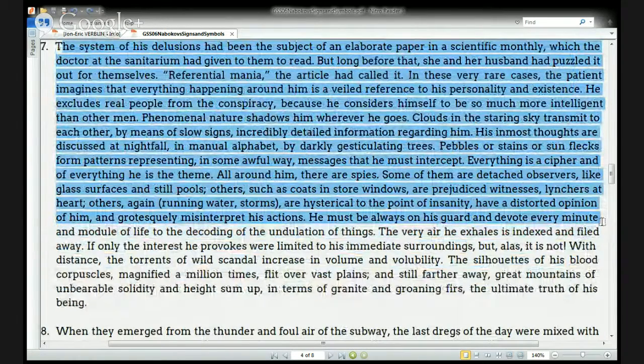So, wait, every moment of his life, he has to devote every moment of his life to the decoding of the undulation of things. Undulate, the movement, the waving of things. So he sees all this movement and it all means something. That's the undulation, the movement of things, just so that's clear.